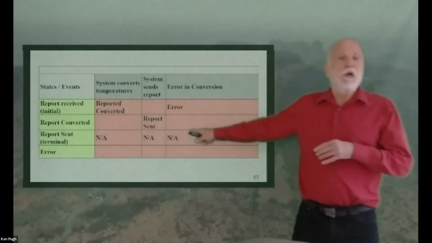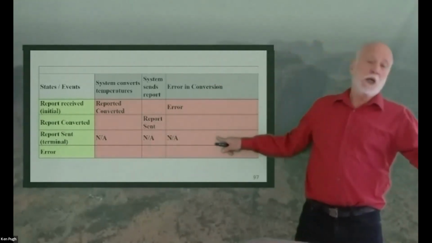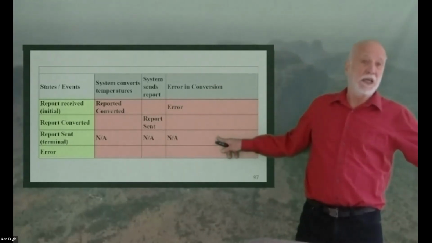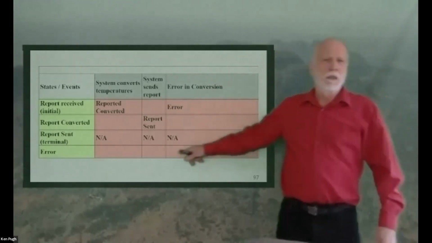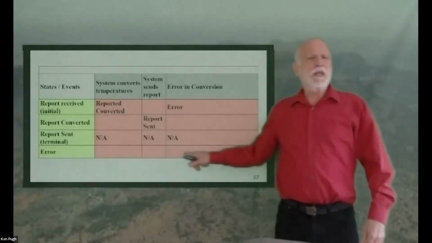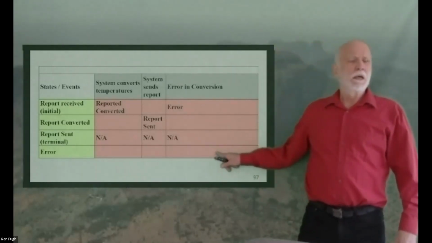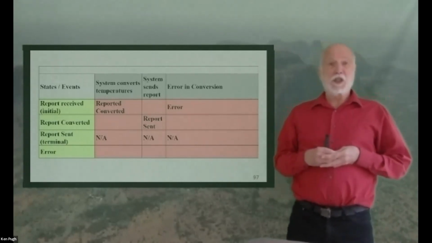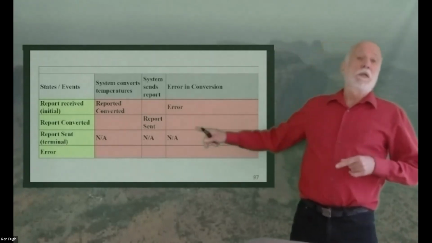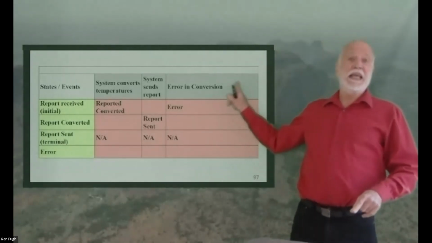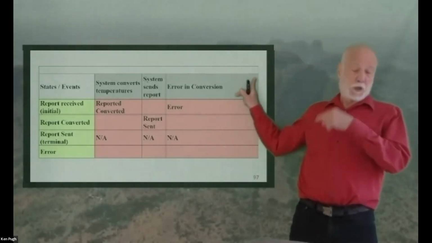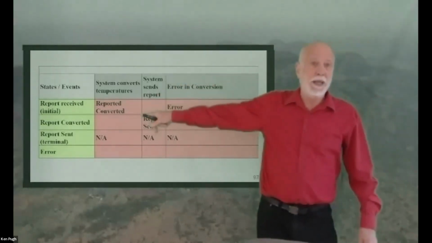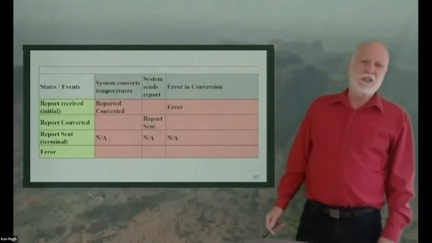Notice that when our report has been sent, any event won't cause us to change anything because we've been done with it. The error, should we go into another state? Maybe we should go into a manual correction state. So if we're in a manual correction state and our event is we have corrected the report, then we could go into a report received again.